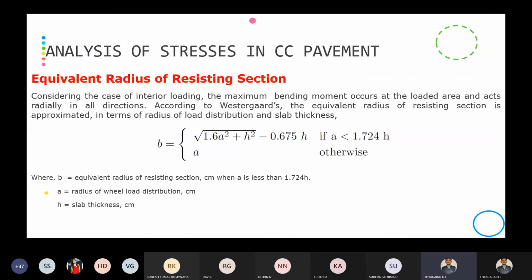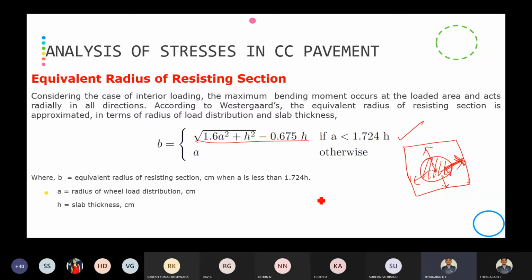Then comes the radius of resisting section. We all know that when there is a load, there will be a bending moment. The bending moment will occur at the loaded area and act in all directions. I told you, if you consider a slab and you apply the load over an area, that will be the loaded area. So the bending moment will be acting in all directions. Using this radius of resisting section, we can determine up to what distance the bending moment is acting. And this is the formula for radius of resisting section.